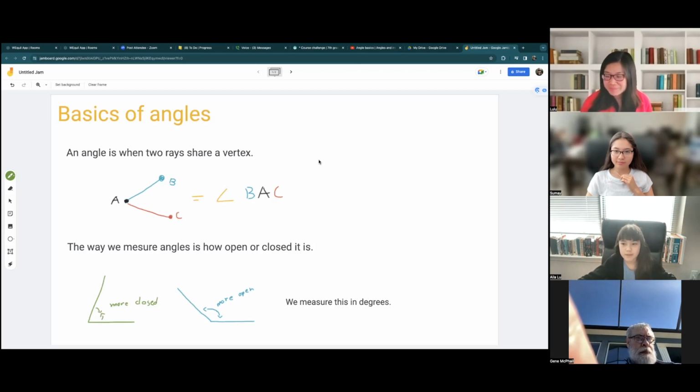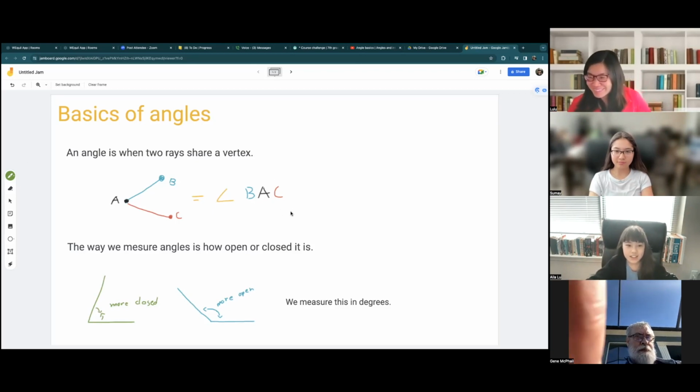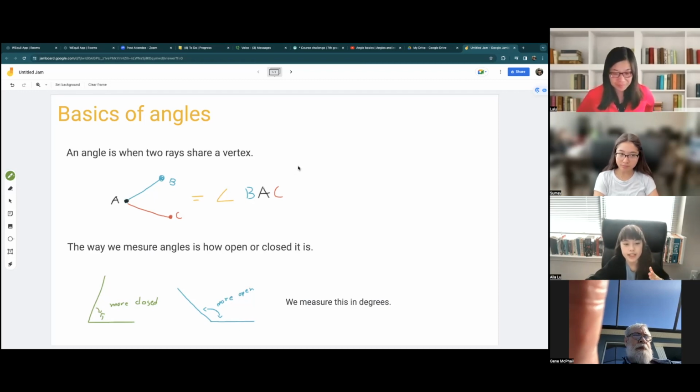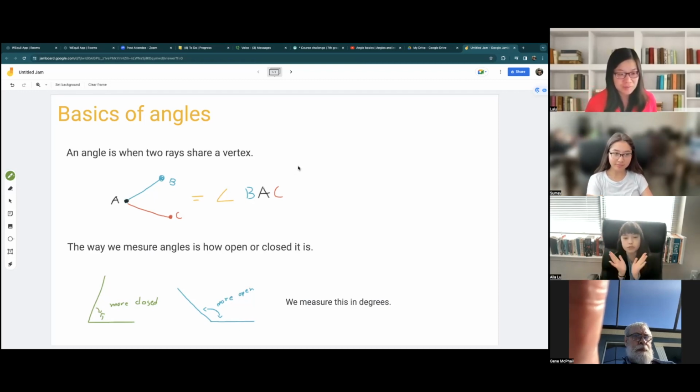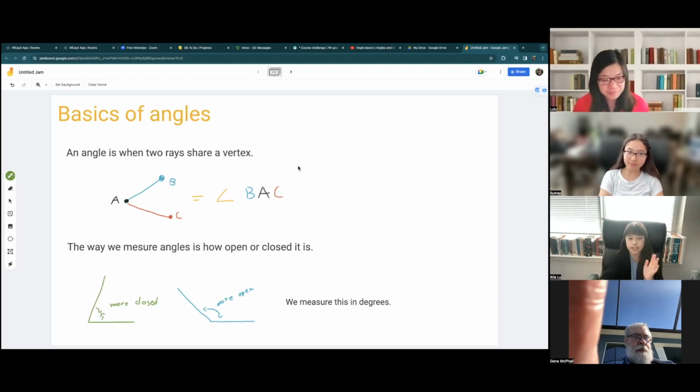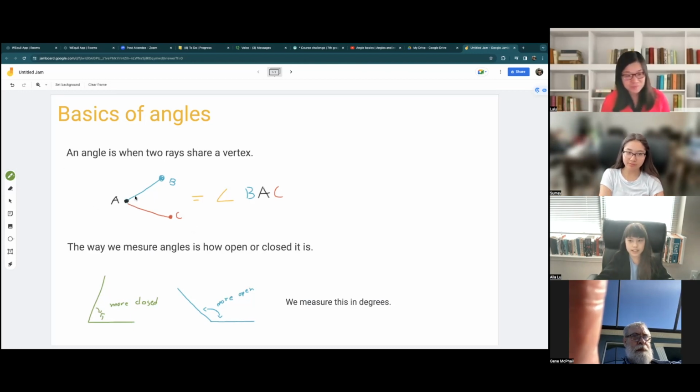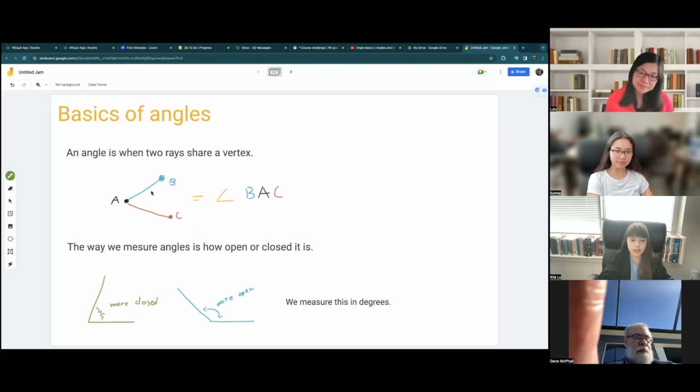reboot my memory. So first of all, the definition of an angle is when two rays, I guess you could call them, share a vertex. And that vertex is like right here, right? So these two rays end up connecting and they share a vertex.